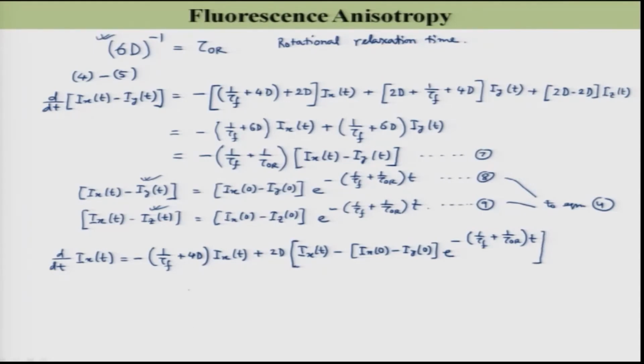So, this is for this y term, and I should also write the z term. So, here my 2d Ixt minus Ix0 minus Iz0 e to the power minus (1 over tau f plus 1 over tau r) t, square bracket close. So, I got this. Now, you can solve it. So, you see this is a big equation. So, I do not want to solve it here. So, I will just write this answer.